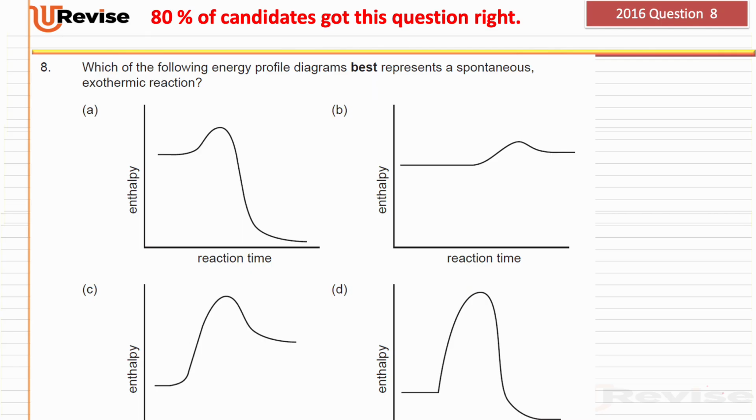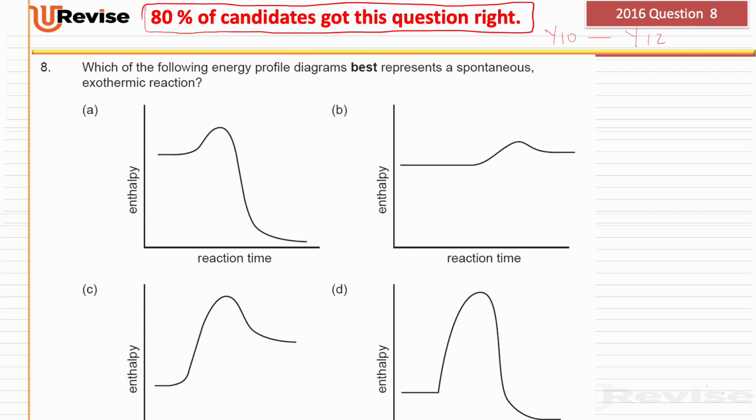Let's take a look at question 8 from the 2016 exam. According to the examiner, 80% of candidates got this question right, which is really excellent. It's about thermodynamics, looking at energy profile diagrams of processes or reactions, and this is a concept that we learn in our curriculum from year 10 through to year 12.